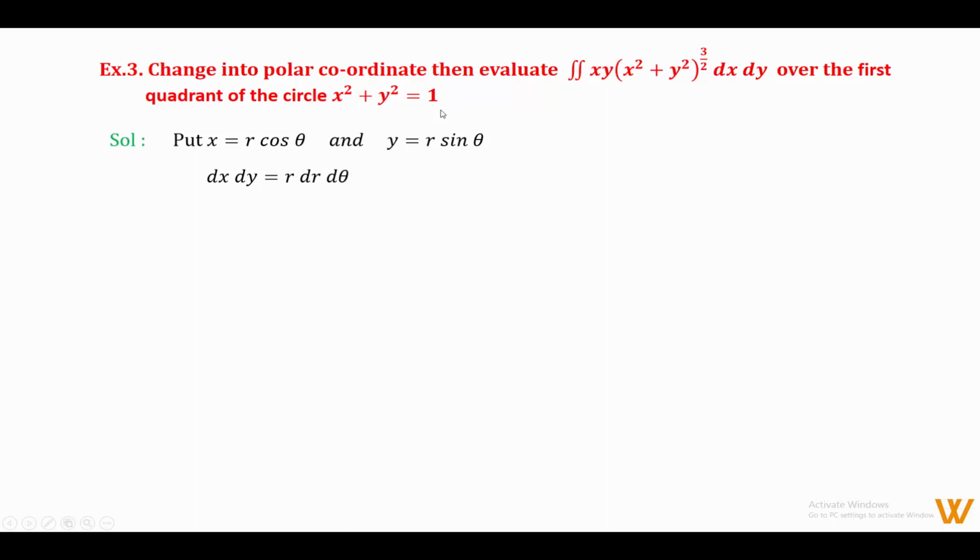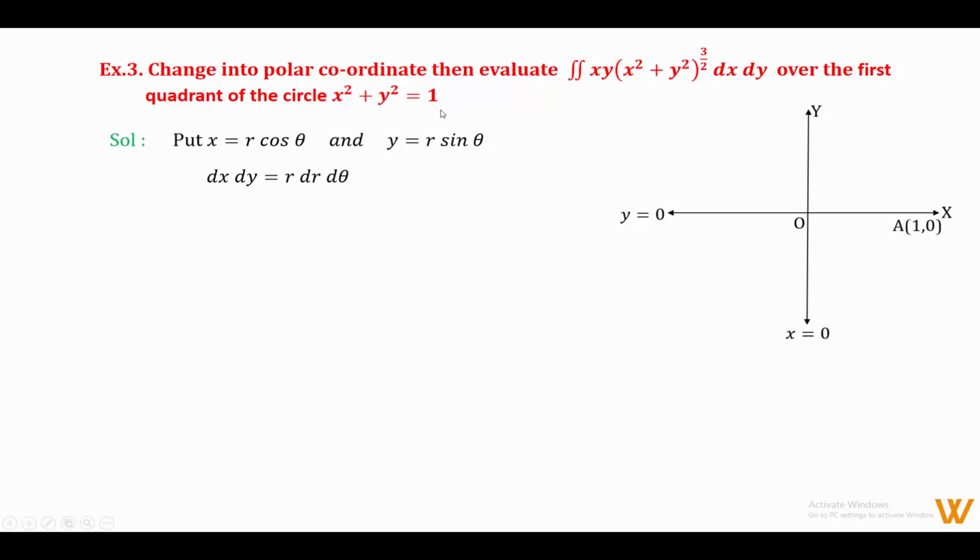Now draw the diagram and find the limits of r and θ. We know the given curve is a circle whose equation is x² + y² = 1. This is a standard circle with center at the origin (0, 0) and radius 1. So consider the x and y axes. This is the origin, this line is the x axis, this line is the y axis. The equation of the x axis is y = 0, and the equation of the y axis is x = 0. Now consider point A on the x axis.